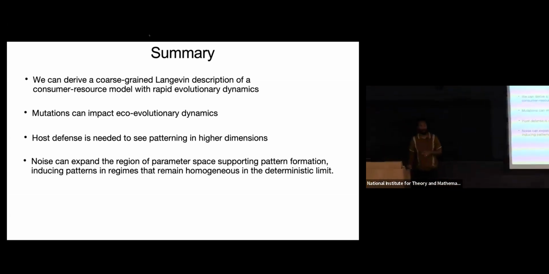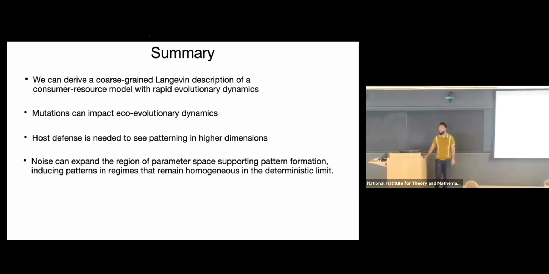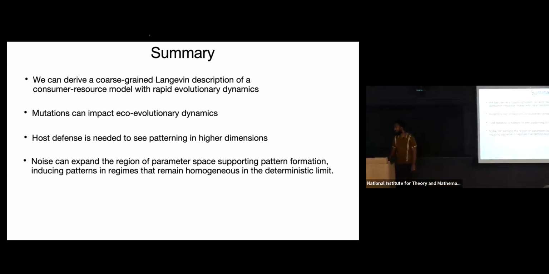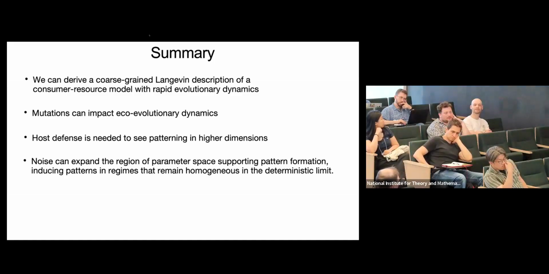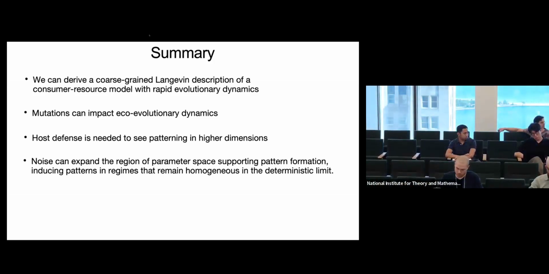Can you give an example of what the genotype space might look like? Do you have any sense of what sort of phenotypic space?